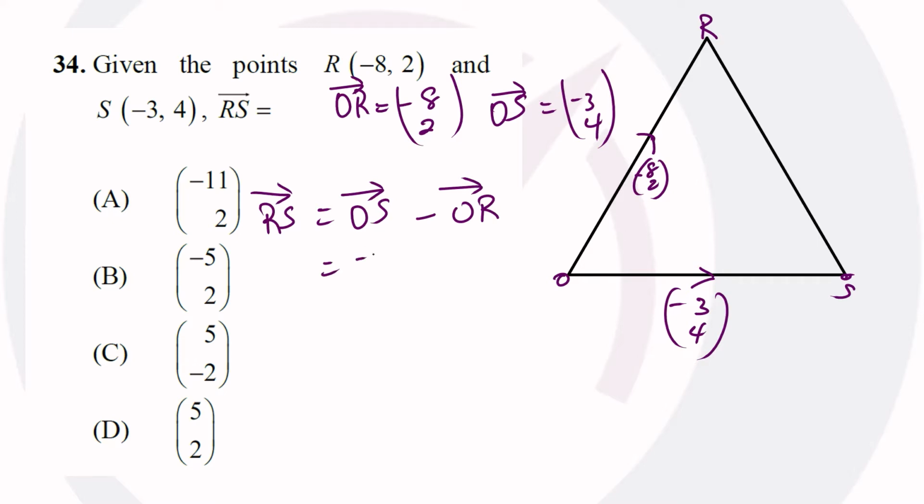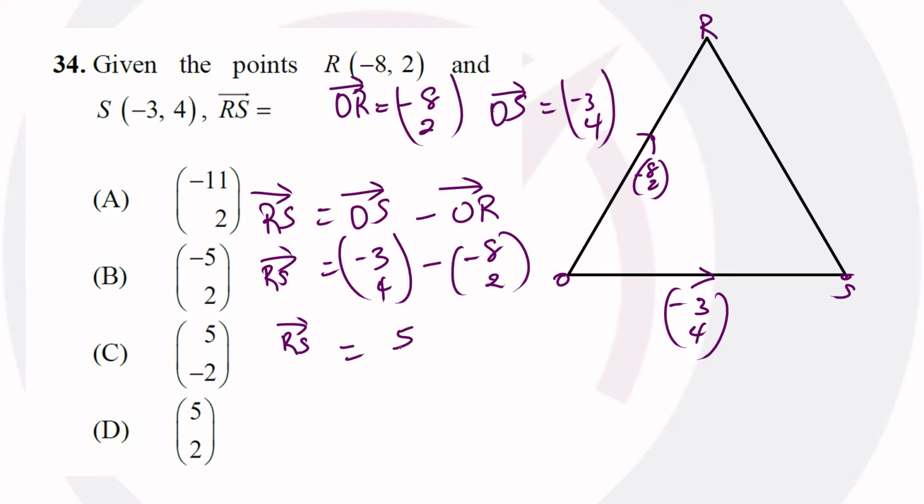Alright? So then what's our OS? OS is (-3, 4) minus OR (-8, 2). So then we have -3 plus 8, and that gives us 5. And then we have 4 minus 2, that gives us 2. So we get (5, 2), and that gives us D.